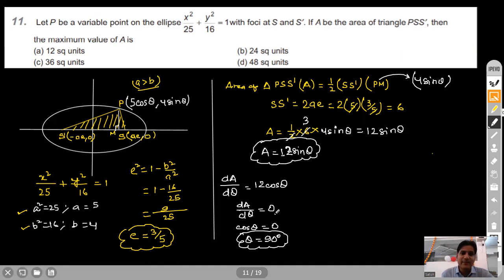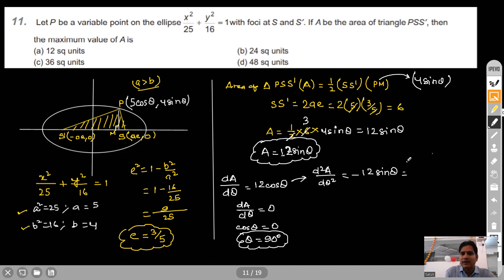Now, this can be the point of maxima or this can be the point of minima. So what I will do, I will double differentiate it. So this will be d square A upon d theta square. This will be equal to minus 12 sine theta. Now put the value of theta here.